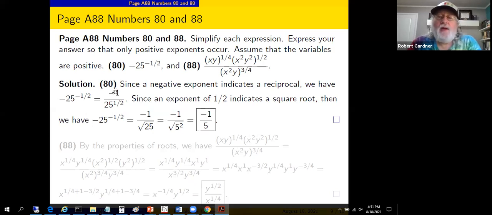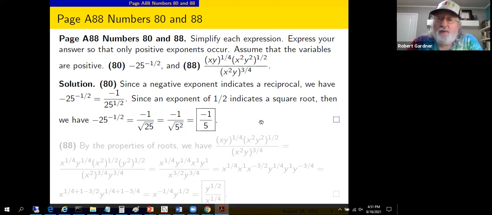Exponent of 1/2 indicates a square root. So 25 to the 1/2 is equivalent to the square root of 25. 25 is 5 squared, so that square root is 5. It's in the denominator. Numerator contains -1. And there's a simplification of 25 to the -1/2 that produces 1/5.